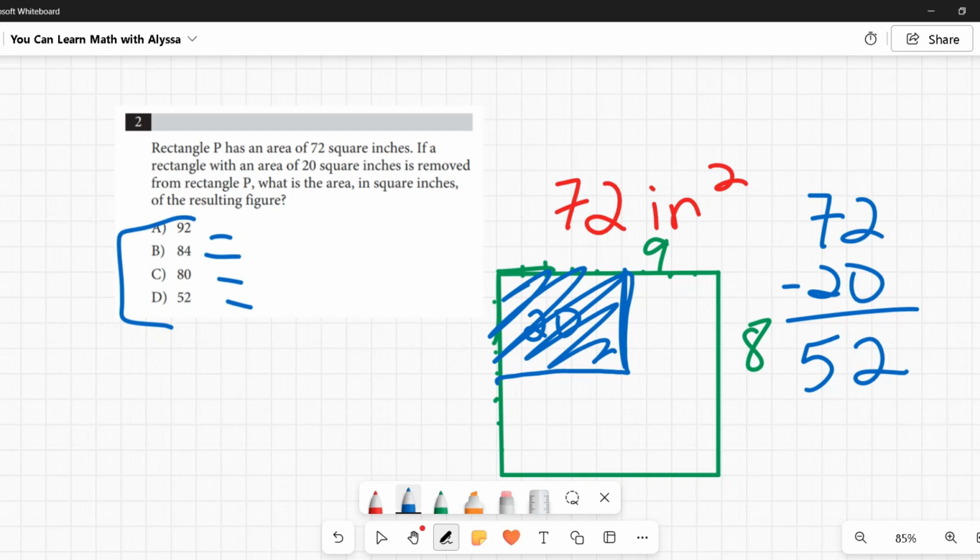Even if you weren't sure, oh, do I need to figure out the area? Do I need to draw this little diagram? Do I need to figure out the lengths of the sides? What do I do? Just by looking at these answers, there's only one answer that is less than 72, where something has been removed from 72. So a lot of times those answers can be helpful and actually give us really big clues as to what the answer is. But that is our answer, D, 52.